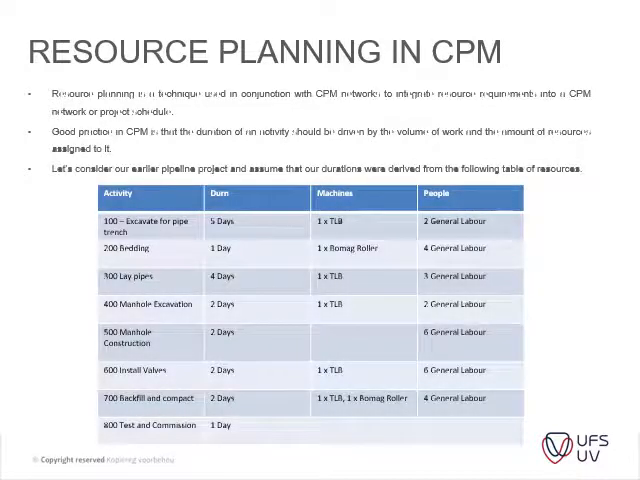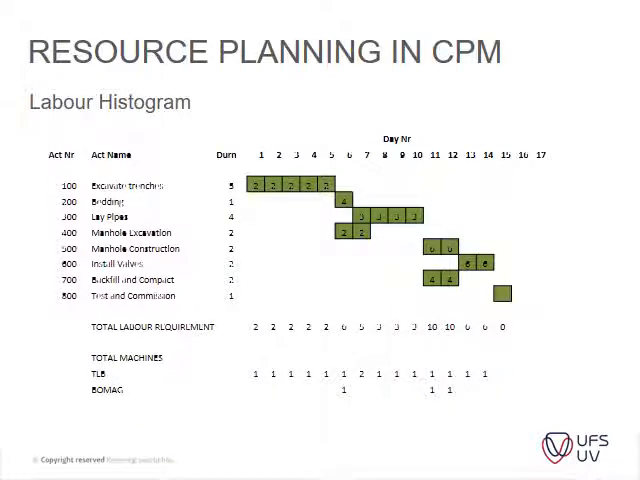So here we've got a scenario. Let's consider the earlier pipeline project, and assume that the durations were derived from the following sources. So you've got 8 activities with the durations, the machinery needed, and then the amount of labor resources that they need. This is nicely drawn out, so it's nicely visualized. It's the same process as the previous example.